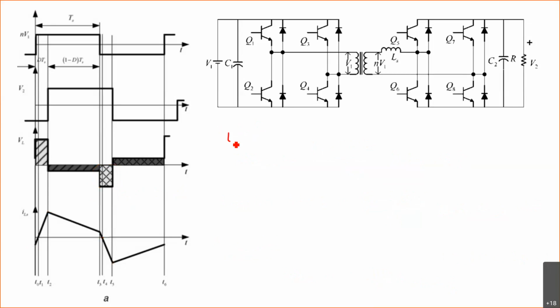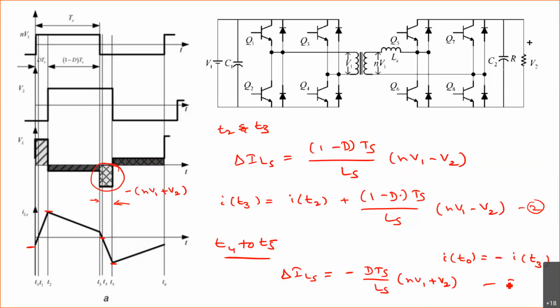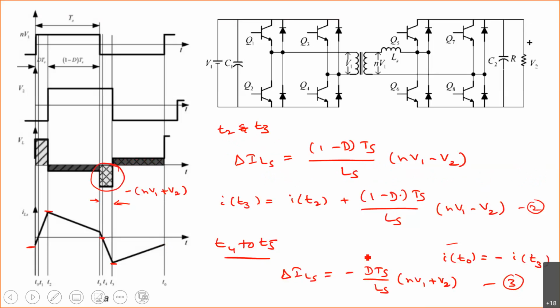From T5 to T6, what is the rate of change of inductor current? This is 1 minus D into TS, into LS. What is the voltage appearing across here? This is V2 minus NV1. So this is the third equation here, and we have this fourth equation.